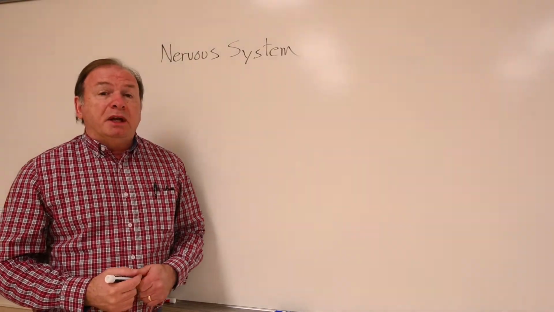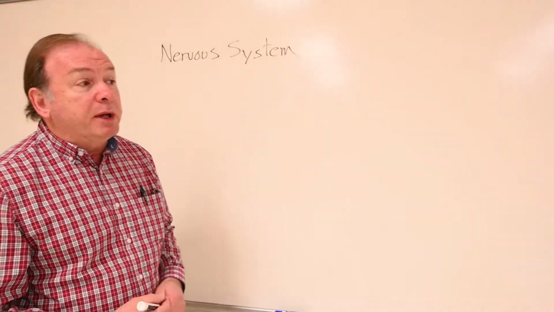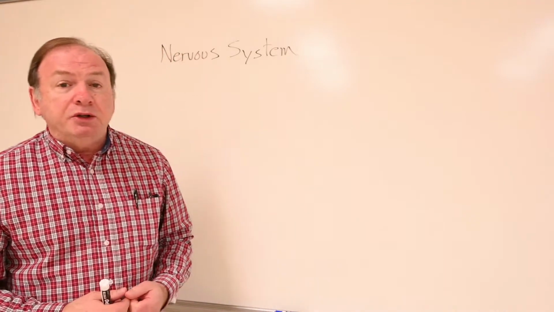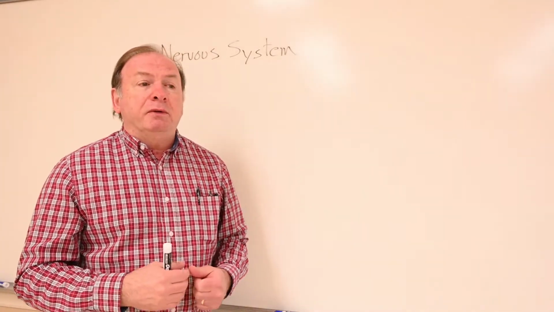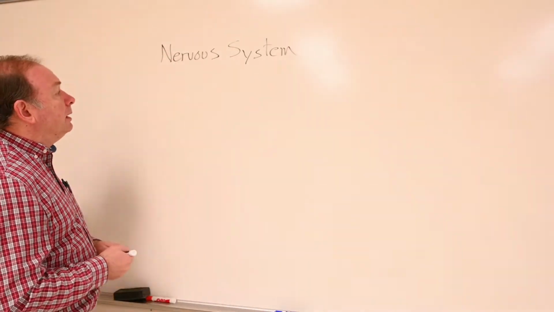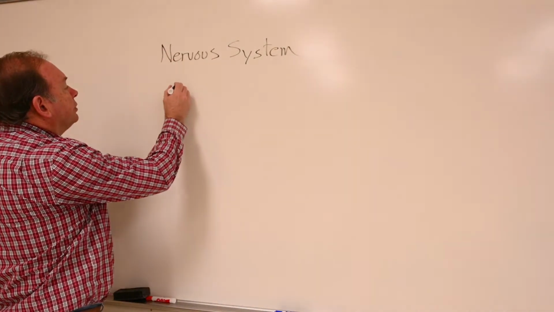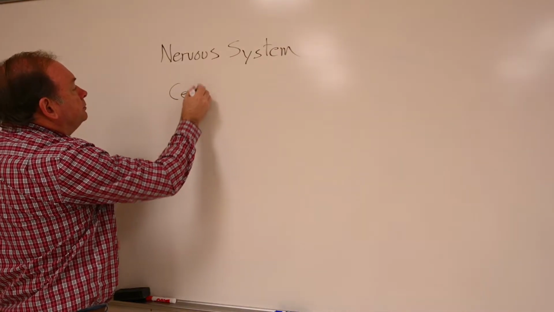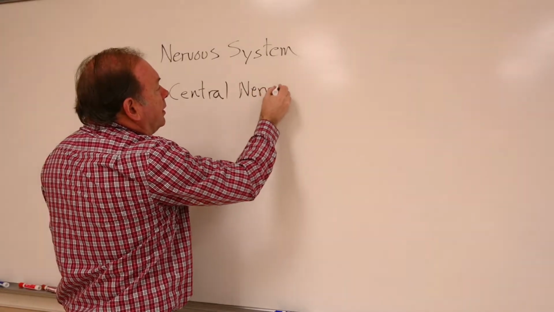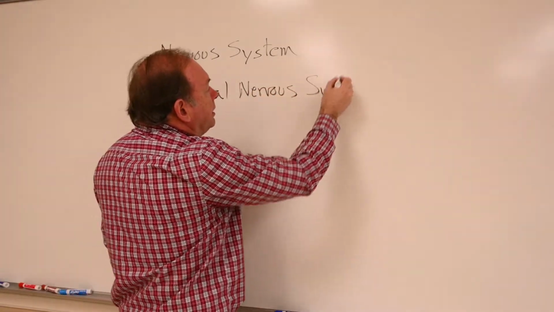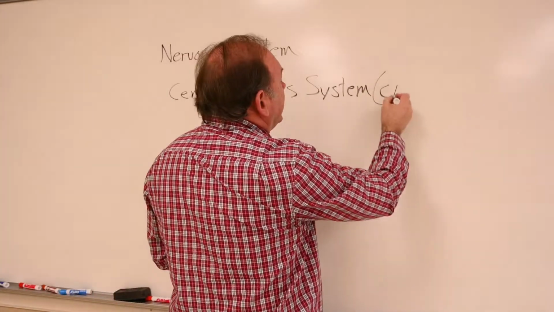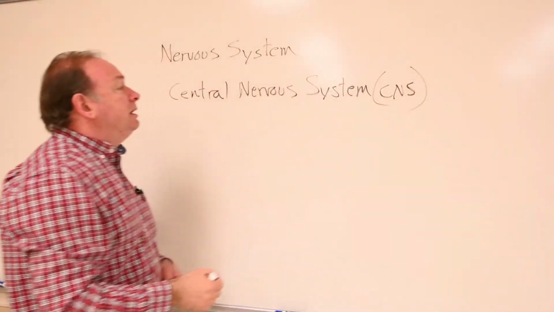Today we're beginning our section on the nervous system. To begin with, our nervous system is divided into different regions anatomically, and it's divided into different parts functionally as well. First of all, we have what's called a central nervous system, which typically we call the CNS, Central Nervous System, CNS.